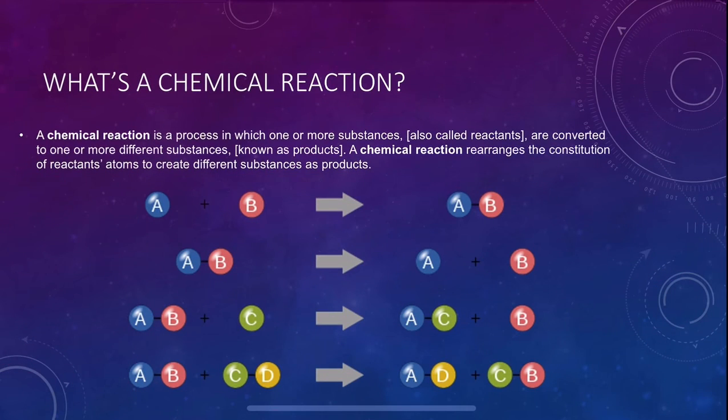What's a chemical reaction? A chemical reaction is a process in which one or more substances, also called reactants, are converted to one or more different substances known as products. A chemical reaction rearranges the constitution of reactants' atoms to create different substances as products. This is a diagram that demonstrates how chemical reactions happen.